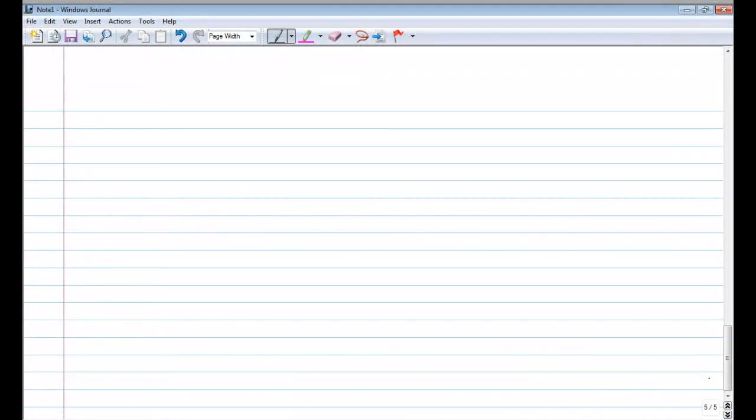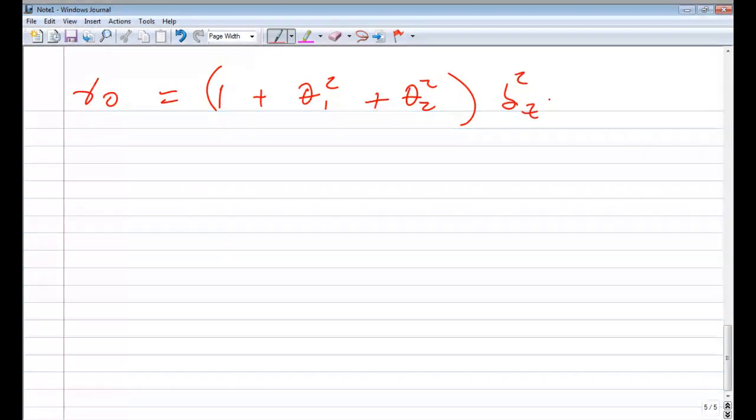Okay, then our gamma 0 is now equal to 1 plus theta 1 squared plus theta 2 squared, close brackets, multiplied by sigma squared z.